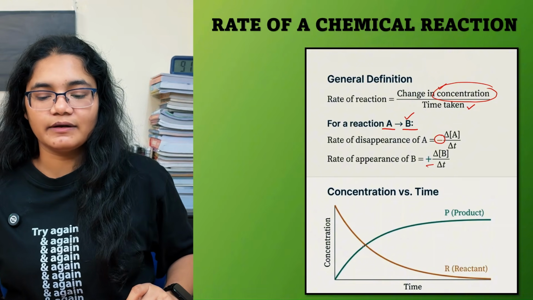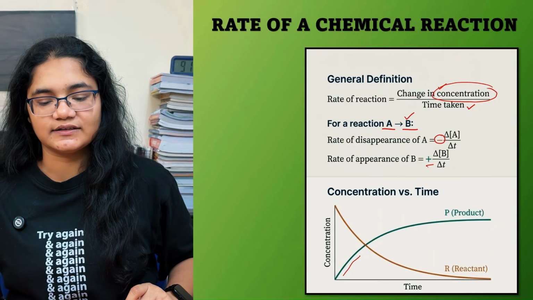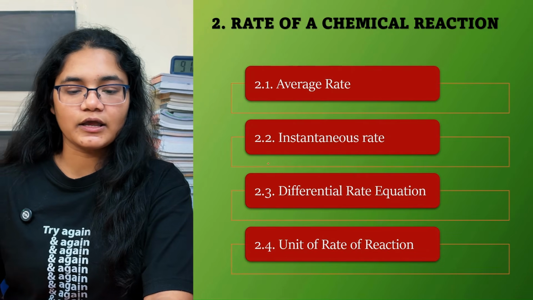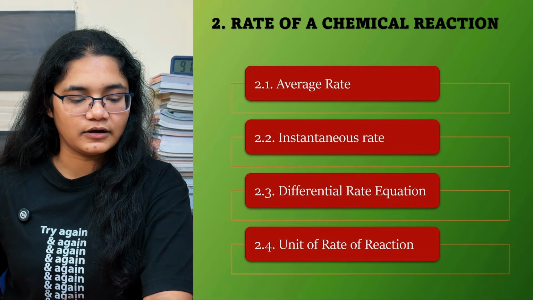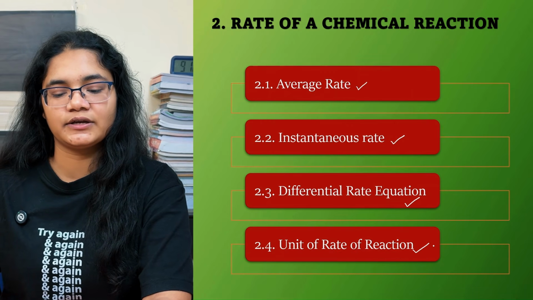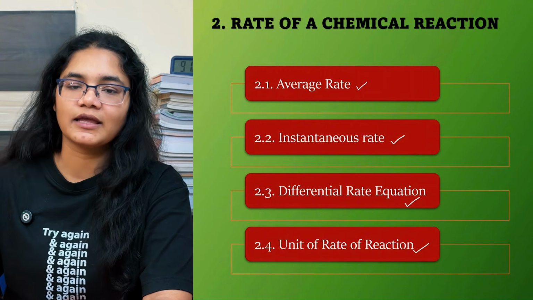Okay, now what will happen? You can see the graph here. The concentration of the reactant is decreasing, whereas the concentration of product is increasing with the time. Okay, now talking about the rate of a chemical reaction, the first one is average rate, instantaneous rate, differential rate equation, and unit of rate of reaction. So all these four topics we will cover under rate of a chemical reaction.